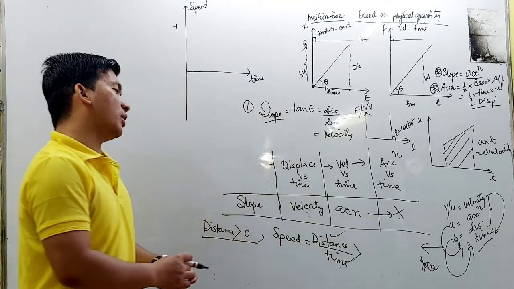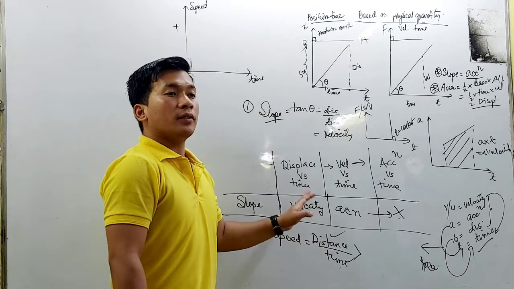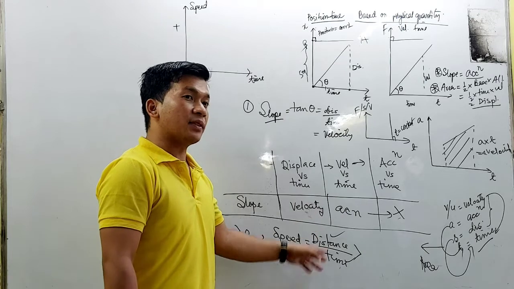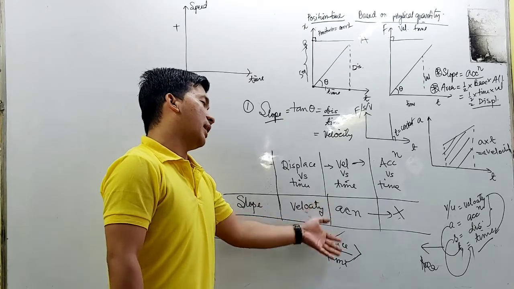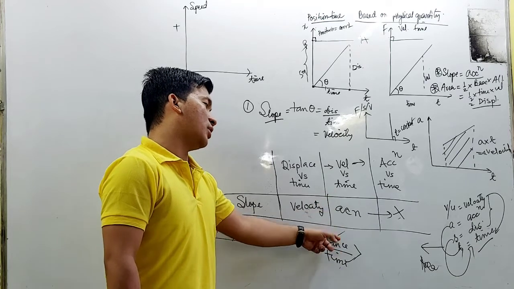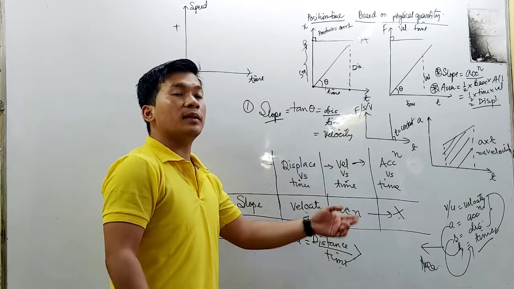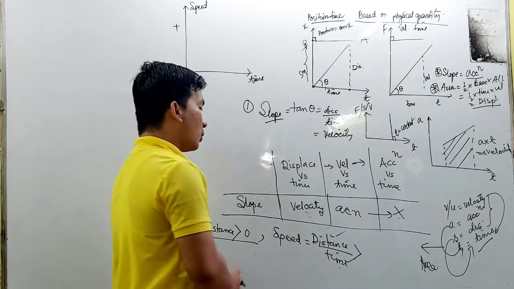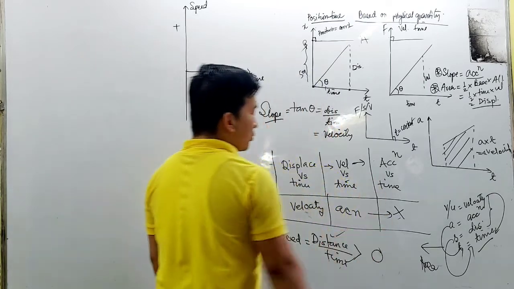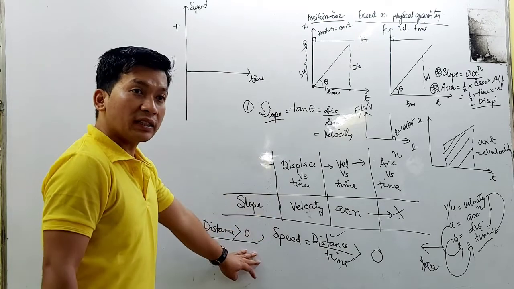I have already told you that time can never be negative. Distance can never be negative. The division of two positive numbers is always positive. So our speed must always be greater than or equal to 0.